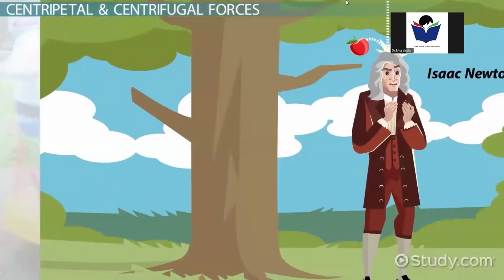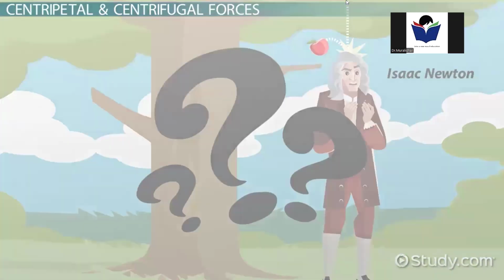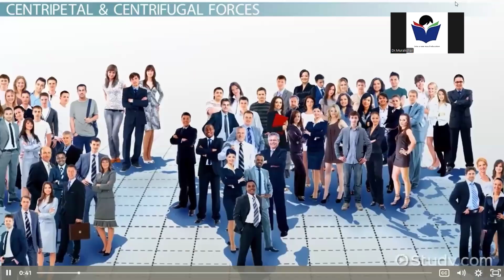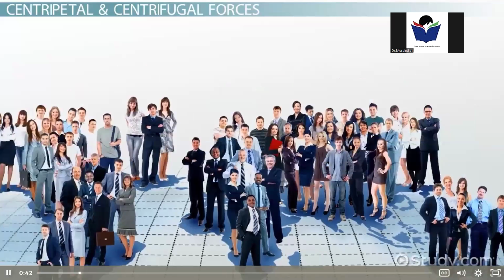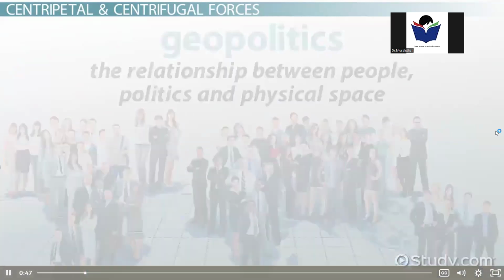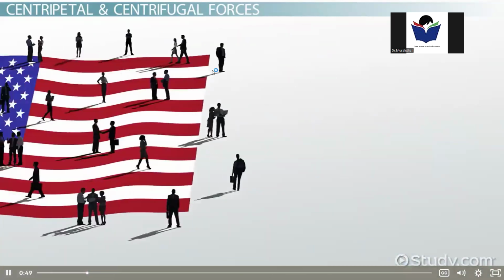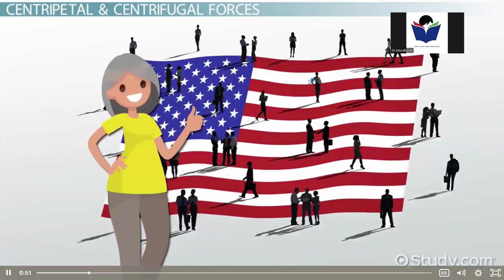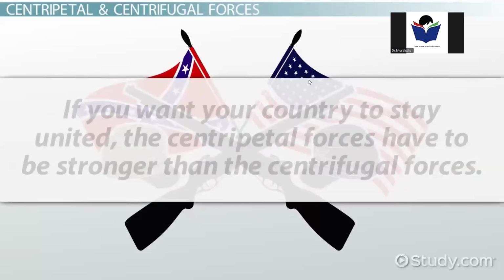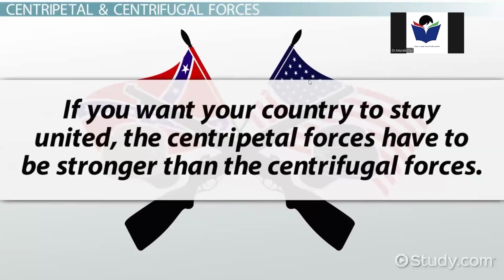So why are we talking about Newtonian ideas? Some geographers realized that just as different forces can pull things apart or push them together, this is also true of geopolitics, or the relationship between people, politics, and physical space. Some things help unite a country, centripetal forces, while other forces pull it apart, centrifugal forces. The implication is that if you want your country to stay united, the centripetal forces have to be stronger than the centrifugal forces.